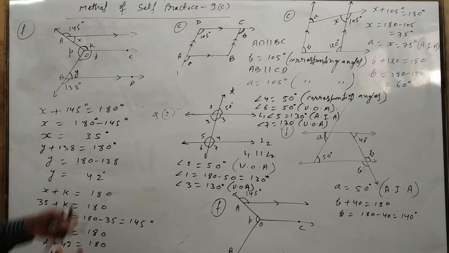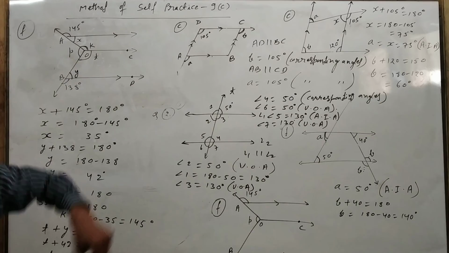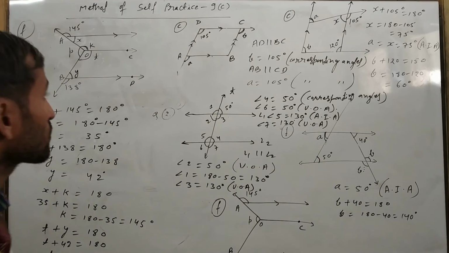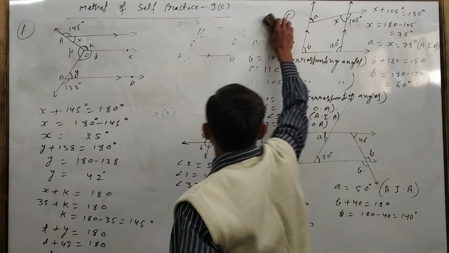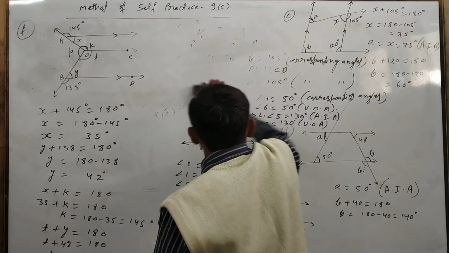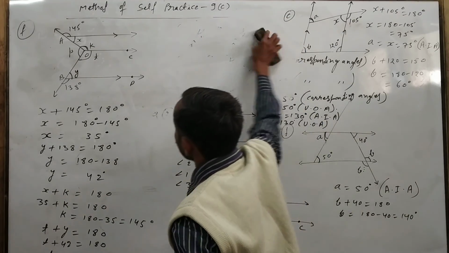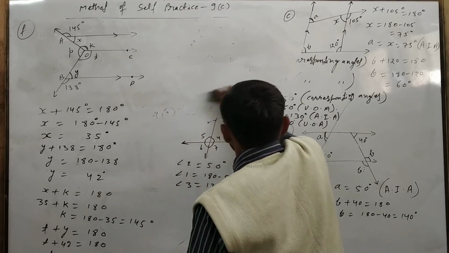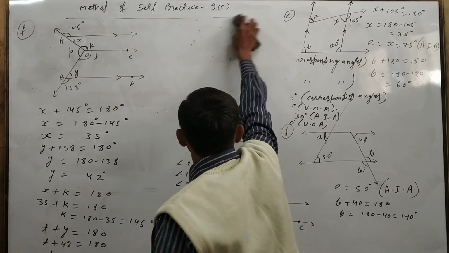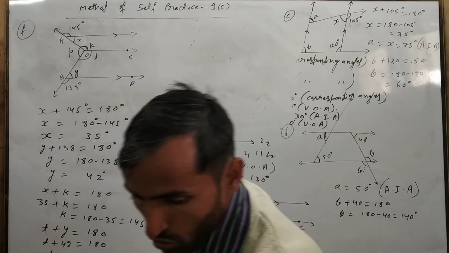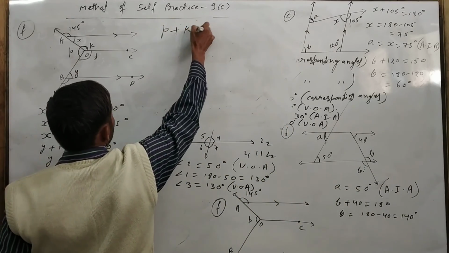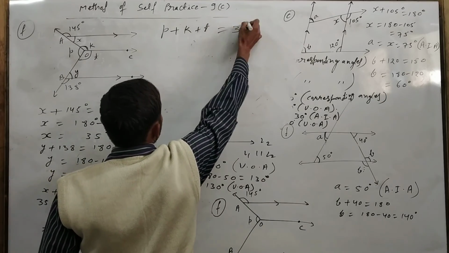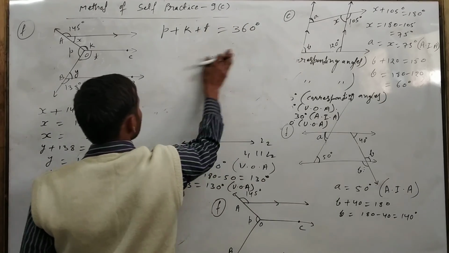The sum around this whole circle will form a complete angle. Complete angle means 360 degrees. So we will add all three angles, that is T and P and K. Then it will come 360 degrees. Okay. And two angles we already know. So just write down here P plus K plus T is equal to 360 degrees because this is a complete angle.